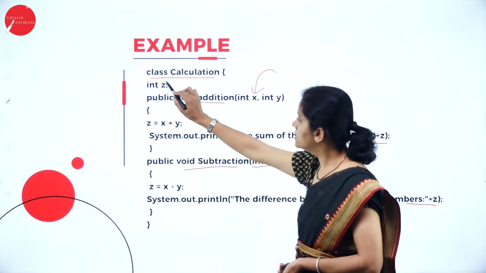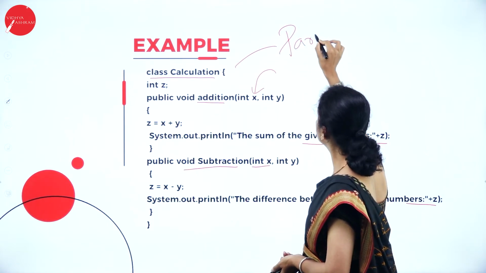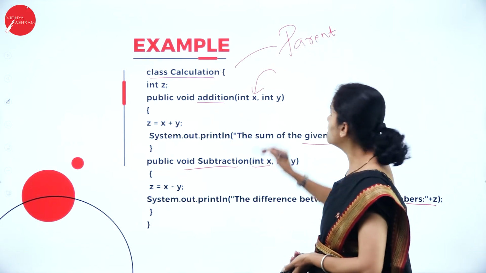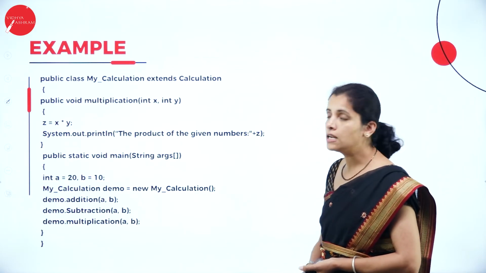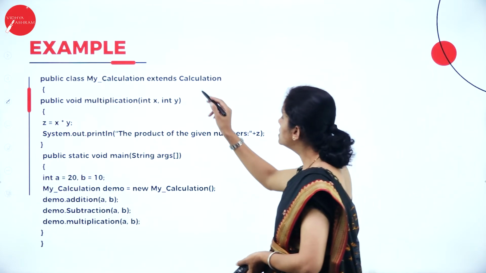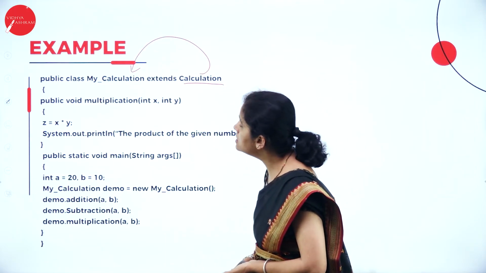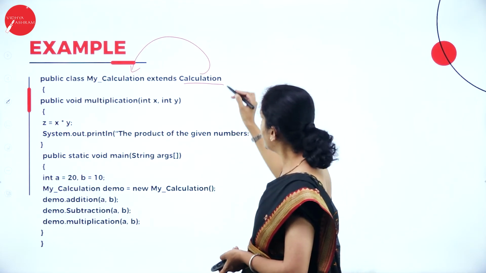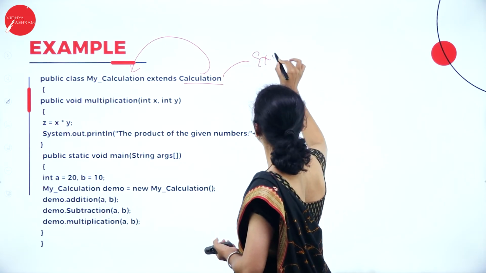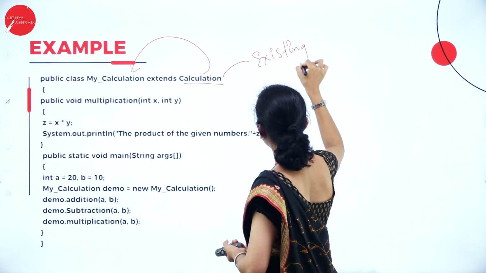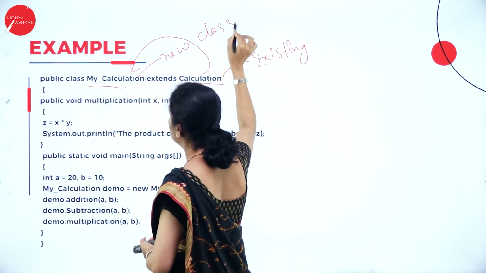Okay, now see here, this is the end of the class. So this is my parent class or superclass. Now see here, I'm going to extend this calculation class in another new class, that is my calculator. And what is my existing class? The existing class name is calculation. So this is my existing class and this is my new class.